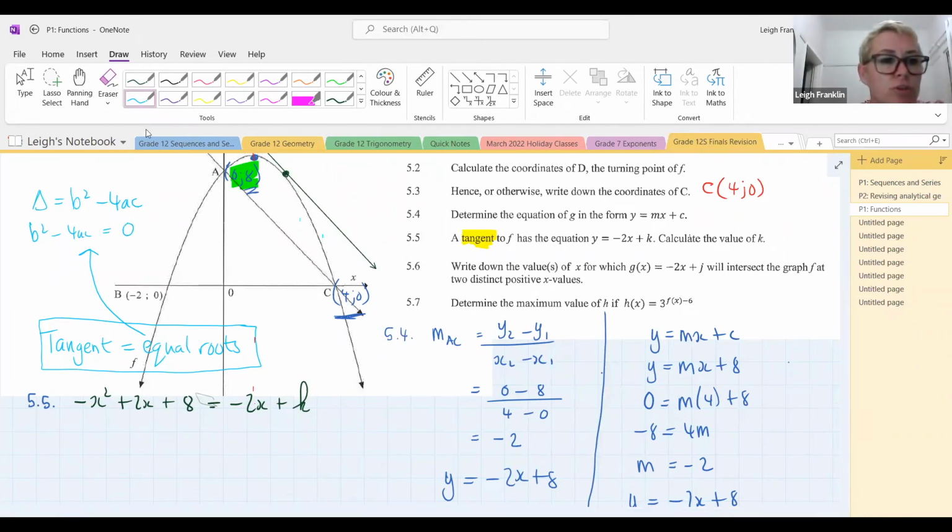So what we want to do here is get everything onto one side. Add 2x, add 2x. Keep our 8, whoopsie, that's supposed to be 8. Hang on a second, let me just write that out. Not a very nice 8. So we're going to keep our 8 over here and bring our k over to the other side. So this is now quadratic.